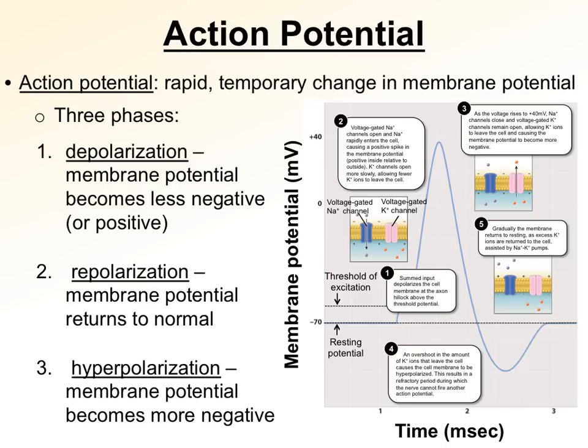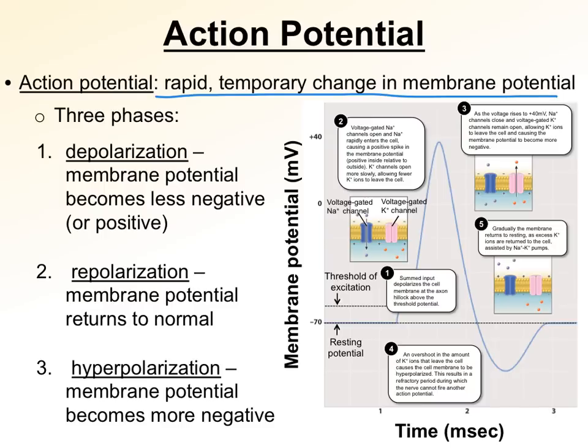So now we're going to talk about how neurons transmit this change in electrical potential. They do this through a process known as an action potential, which is a rapid and temporary change in membrane potential. What we're looking at here in this picture on the right is an example of an action potential. There are 3 phases to an action potential.